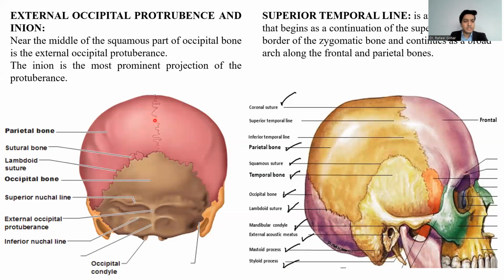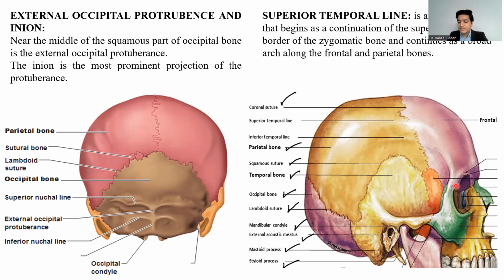Then from the posterior view of the skull, we have a prominence which is known as the external occipital protuberance, or we can also call it inion. From inion, 2 lines go laterally, and these are known as the superior nuchal lines, and different muscles of the neck are attached here. Then we have inferior nuchal lines as well.